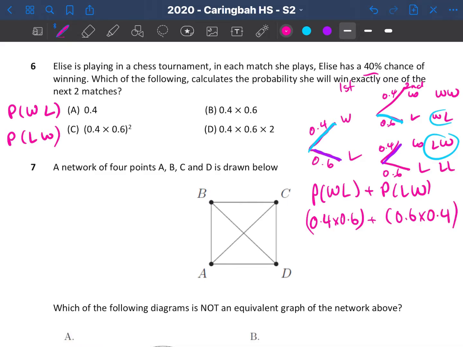Now let's have a look and see which ones look like that. It's definitely not A, and it's definitely not B. Now C, 0.4 times 0.6 squared, this means that it's going to be 0.4 times 0.6 times 0.4 times 0.6. That is not what's happening here. They are being added together. And can you see that both of these are going to give the same answer? So it is D, 2 lots of 0.4 times 0.6.